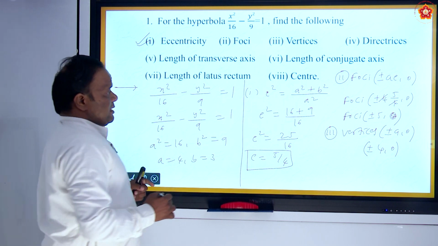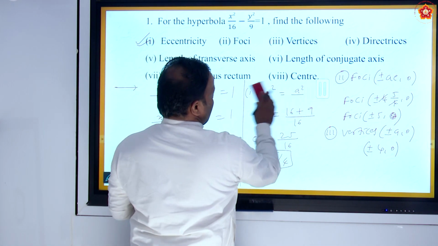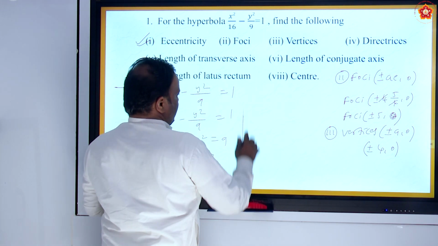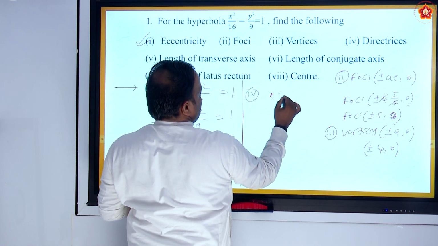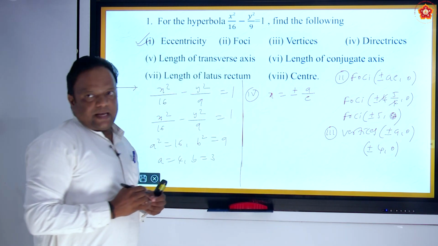What is directrix? Equation of directrix or directrices. The equation of directrix, the fourth one, is x equal to plus or minus a by e. This is the equation of directrices.